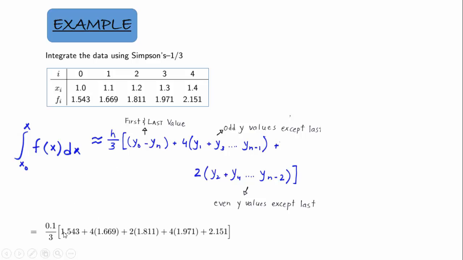Substituting these values here, we have y0, and we have yn here, 2.151. These are the odd values multiplied by 4. This is y1 and this is y3, and this is the second value here at x equal to 1.2. Solving this, we can get the area under the curve of this function graph here to be 0.7292, correct to 4 decimal places.